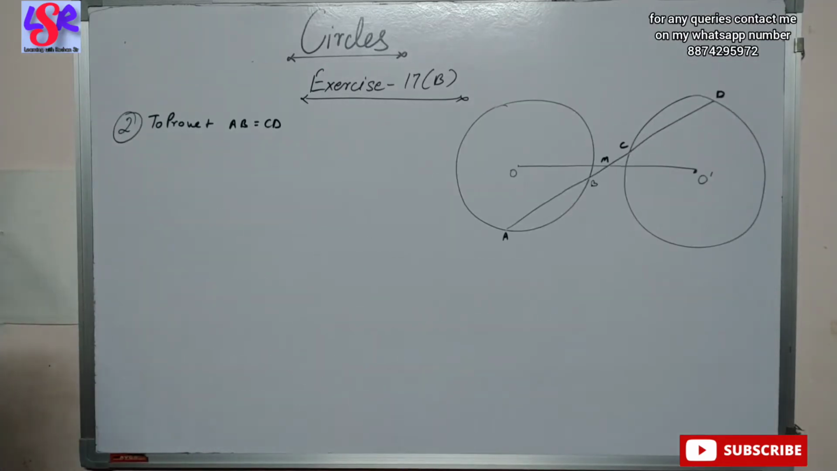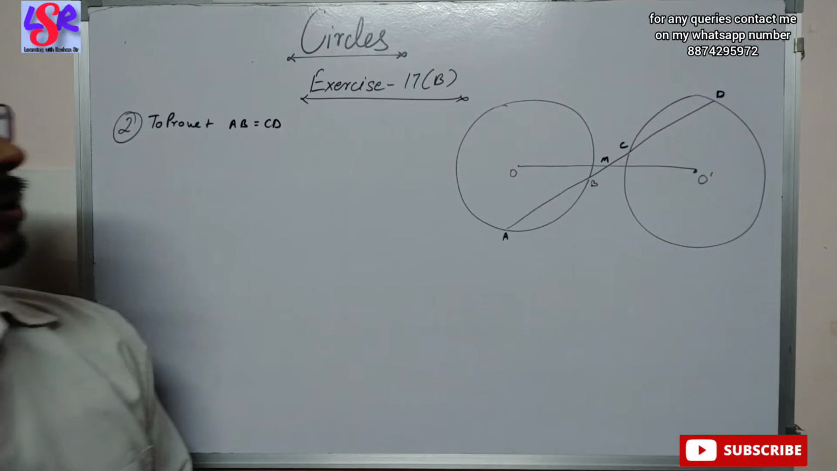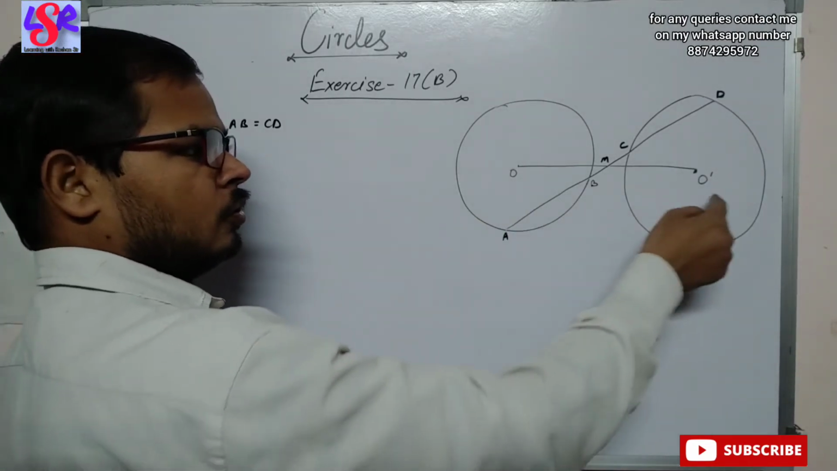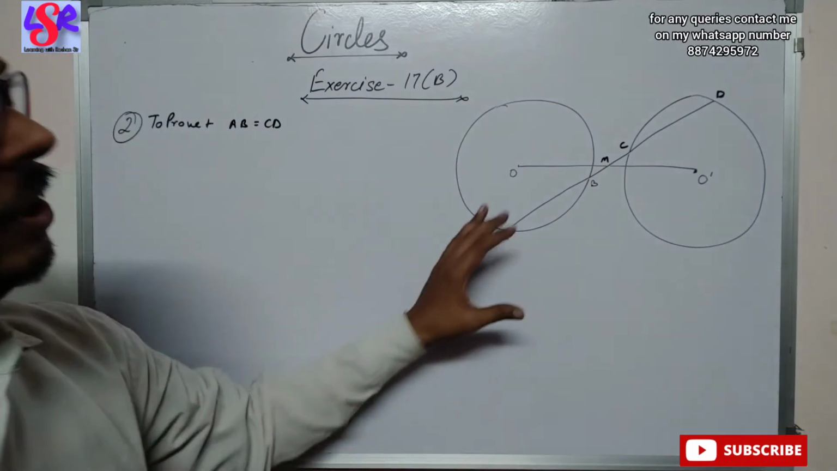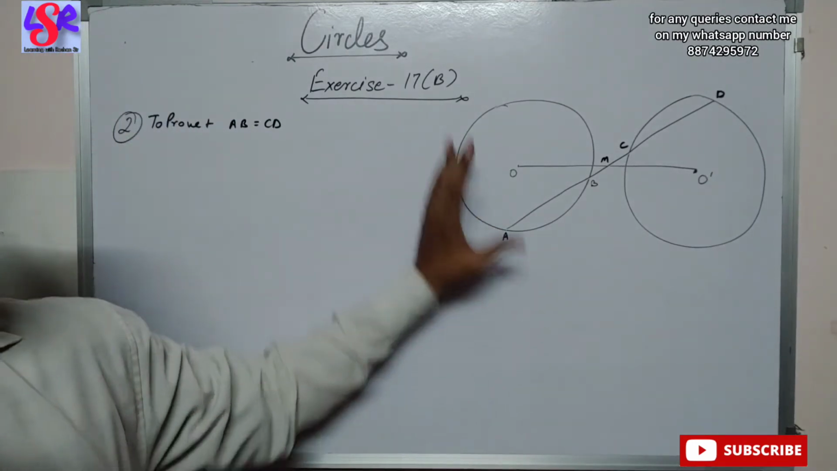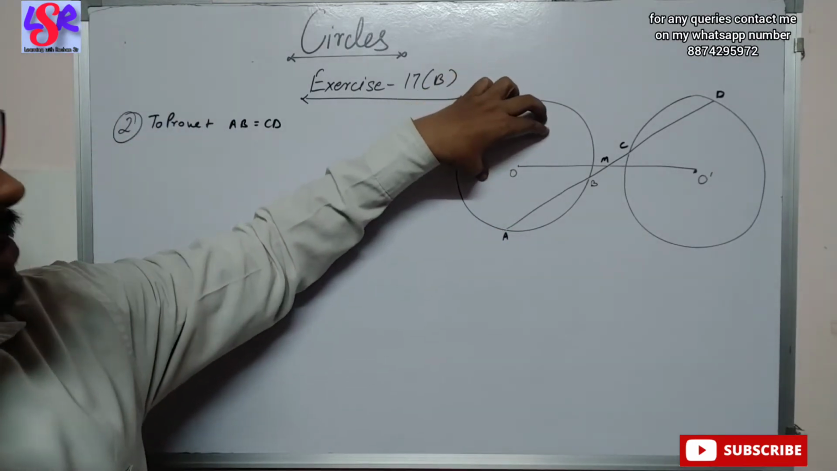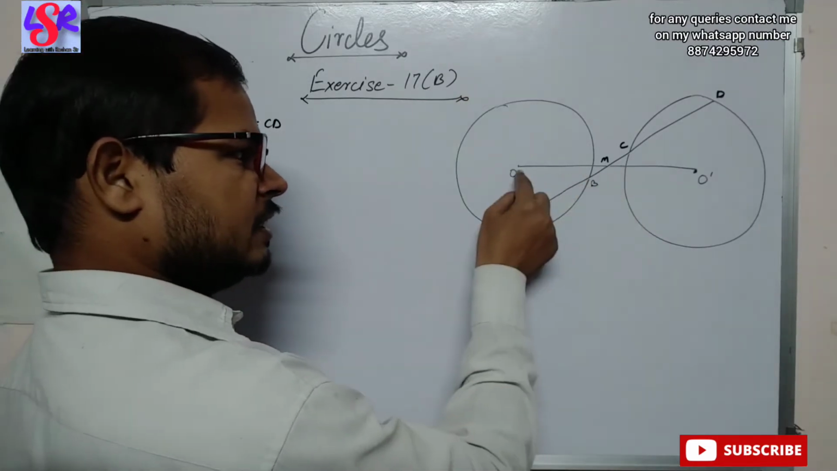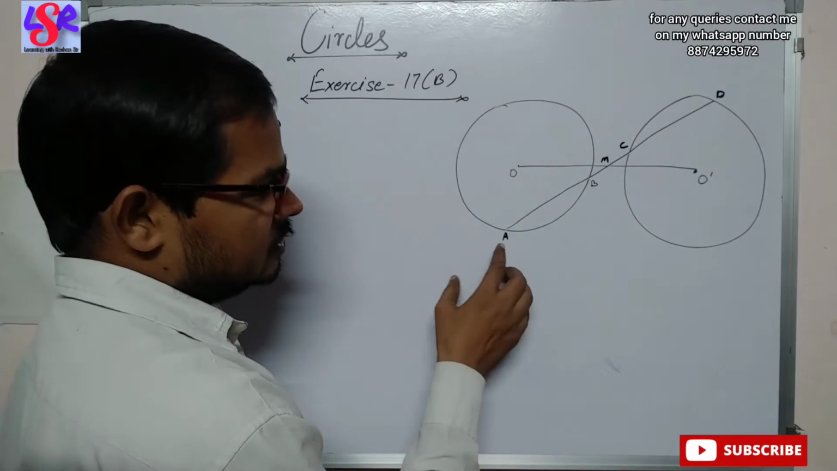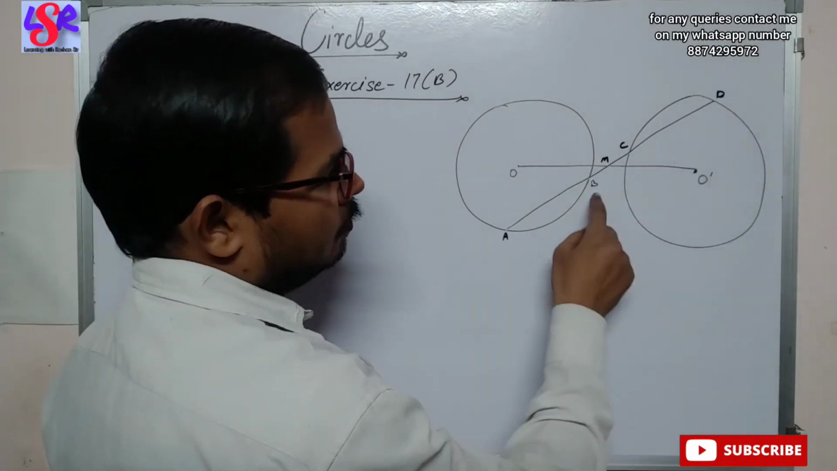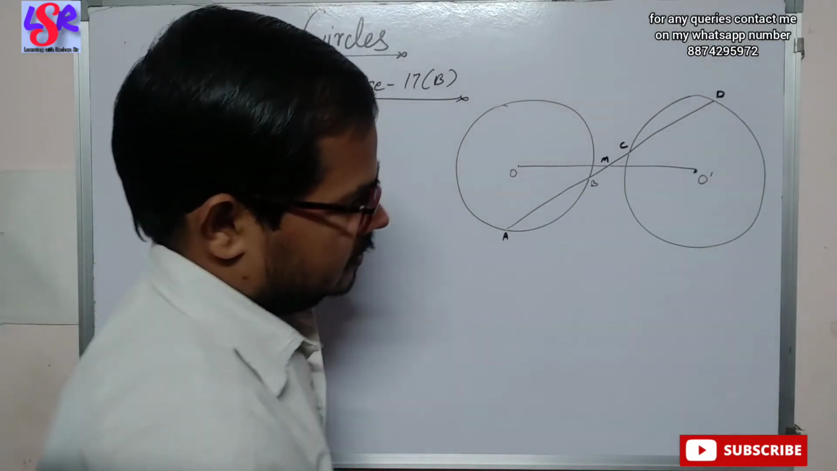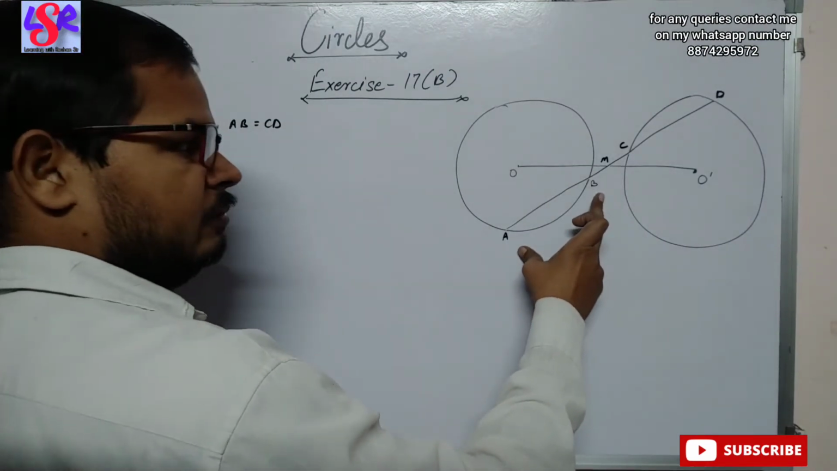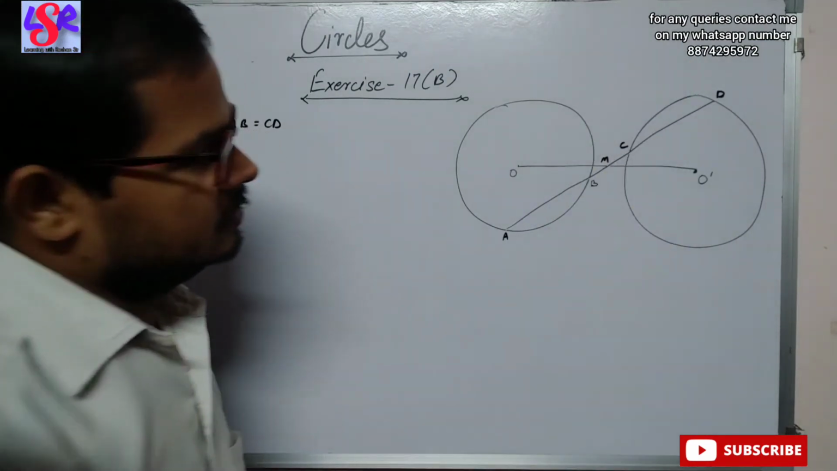Now let's move to question number 2. Here in this question we have been given this figure, and here O and O dash are the centers of the two equal circles. Equal circles means they have equal radius, or we can say they are congruent circles. And this M is the midpoint of these two points. This means the line AD is bisecting the line O O dash, and we have to prove that this chord AB is equal to this chord CD.